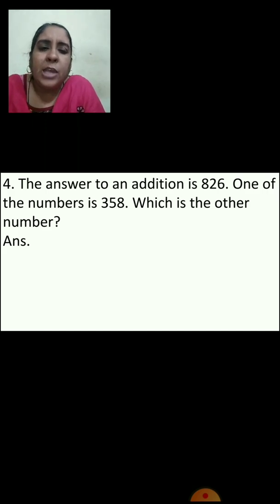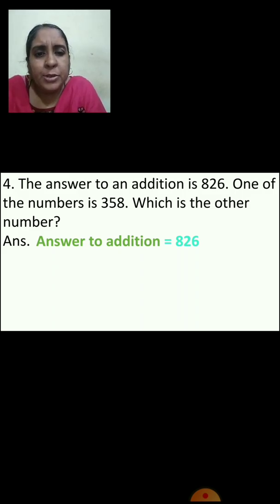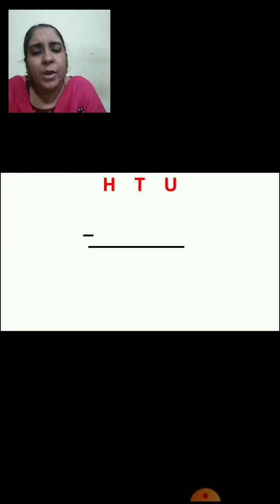So in the same way we will write the statements now. What will be our first statement? Answer to addition. How much is it? 826. Okay. What will be our second statement? One number is 358. What do we have to find out? The other number, right?